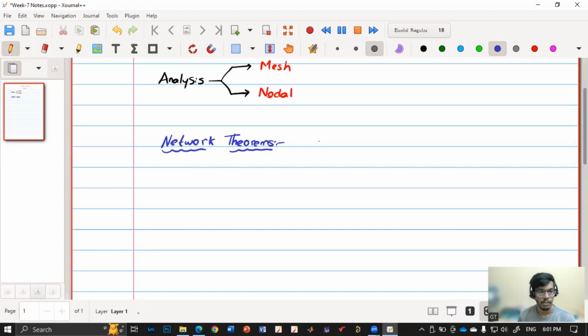But if I get time, I will show the proof. But if I start with proving those theorems, then I don't think we'll get time to solve a few problems. So first I'll just give a brief explanation of what each theorem means and how to apply it. So first we'll start with the superposition theorem.